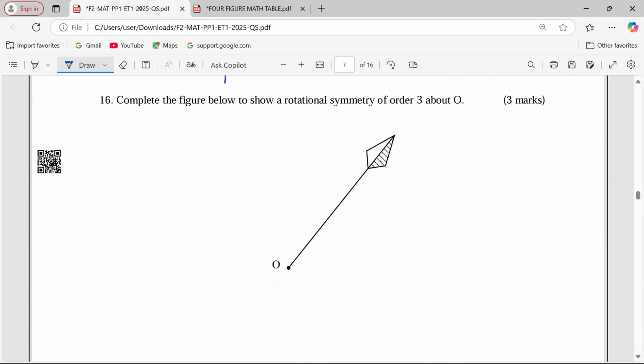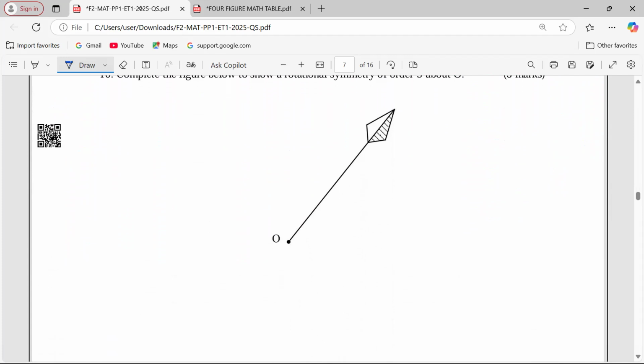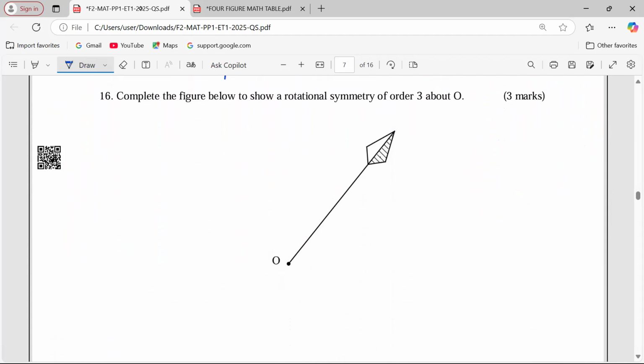Now, the last question in section 1, we are talking of a complete the figure below to show a rotational symmetry of order 3 about the point which has been indicated O. So if the order is 3, then we are supposed to take the total angle of rotation divided by 3, get 120. So we'll be doing a rotation through 120. Therefore, we should rotate this figure through 120.